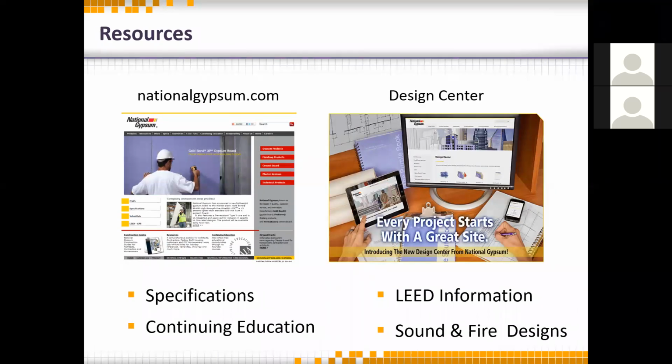Again, on the National Gypsum website, on the main page, you can get to specifications and additional continuing education courses. Right where the red is, that gives you all the product information you need. When you scroll down, you'll get to the information about connecting to the design center. This is where we can help you with any lead information that you want. You can see where the HPDs are, and then it also has a section that allows you to download the CAD designs on sound and fire as well.